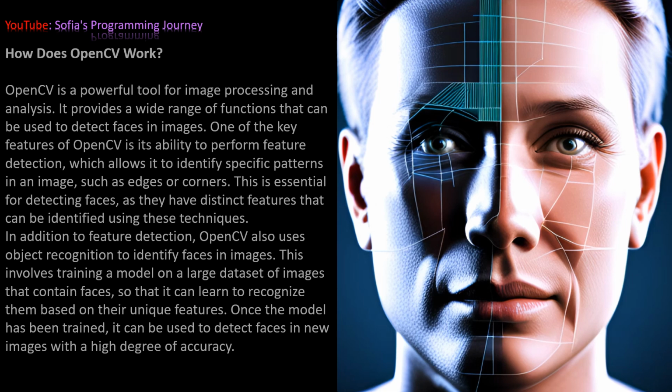In addition to feature detection, OpenCV also uses object recognition to identify faces in images. This involves training a model on a large dataset of images that contain faces, so that it can learn to recognize them based on their unique features. Once the model has been trained, it can be used to detect faces in new images with a high degree of accuracy.